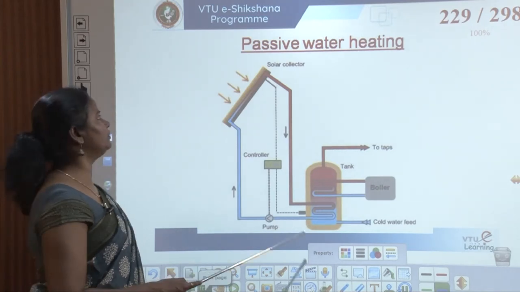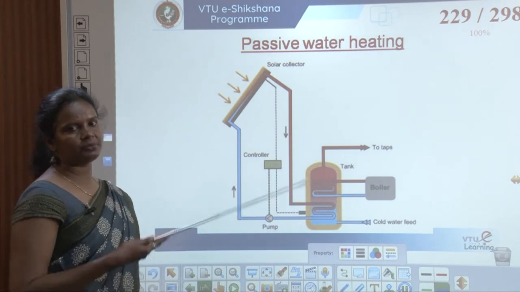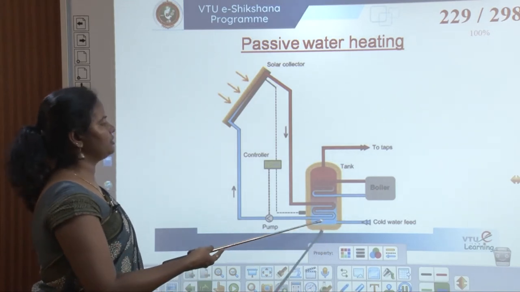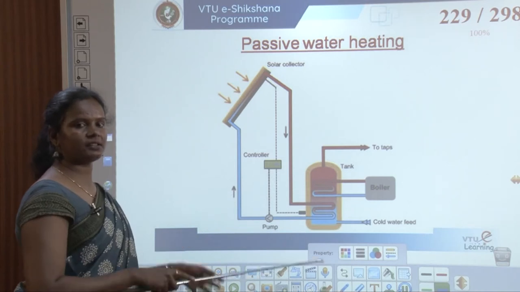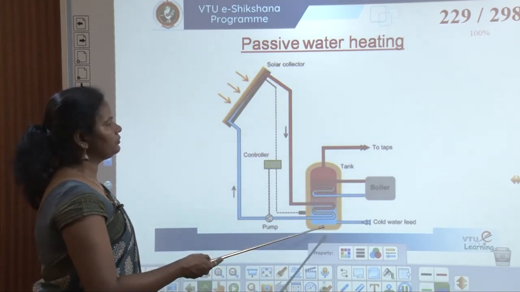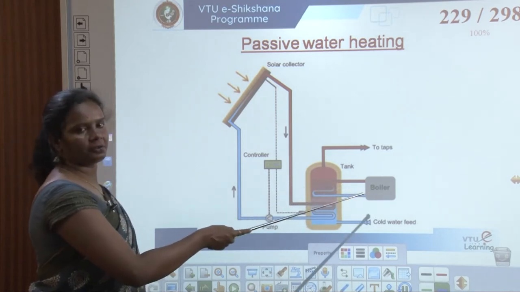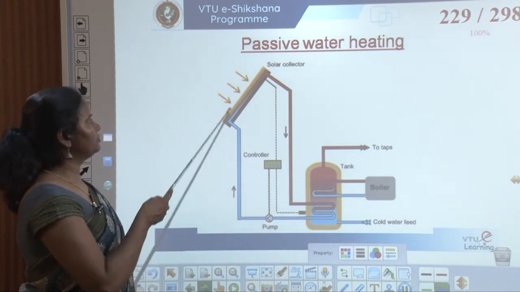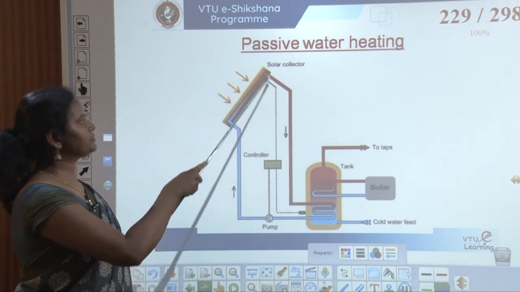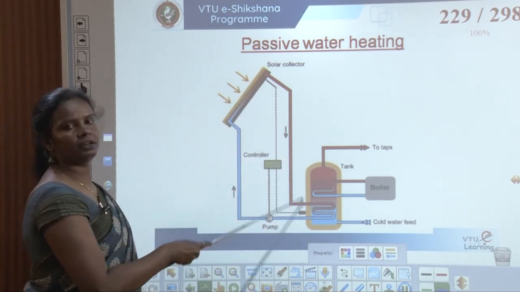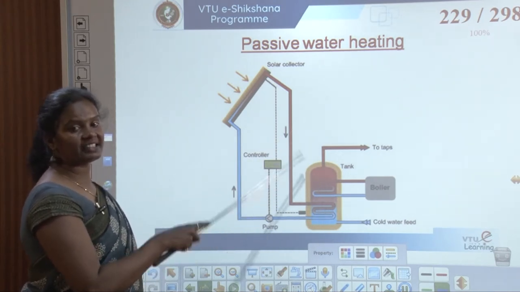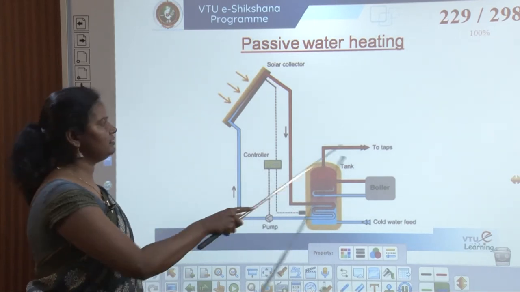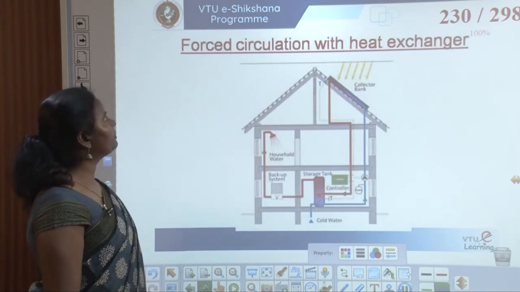This is called passive, not active, because you are again dependent on other sources of heating. Here cold water is connected, and the heat exchanger is inside the storage tank itself. From this heat exchanger, it can be connected to the boiler also. The cold water coming from the pump is pushed to the solar collector, which also has a controller. From the solar collector, the water comes down to the storage tank, in which the heat exchanger is inside the solar tank, and the water is heated up again. From there it goes to the tap and required points.